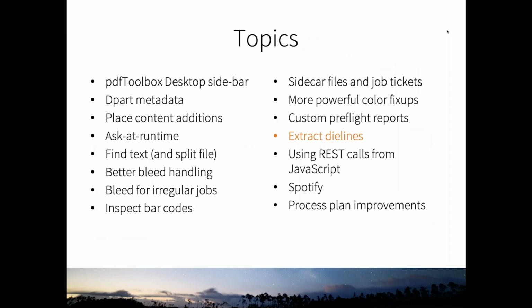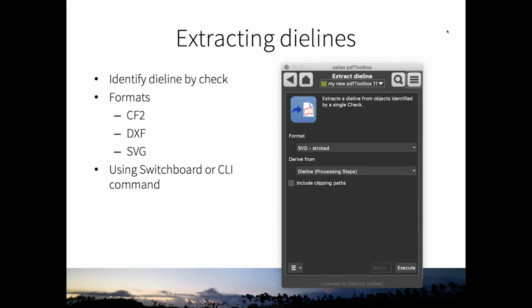Extract Dielines is something that will be most useful, of course, in workflows like packaging or label or large format, where things have to be printed and then they have to be cut. There is a new switchboard action that allows you to extract a Dieline from a PDF file. That switchboard action takes a pre-flight check, so which objects are part of the cut contour or the Dieline are defined by a pre-flight check. And the format in which you can export that Dieline is either CF2, DXF, or SVG.